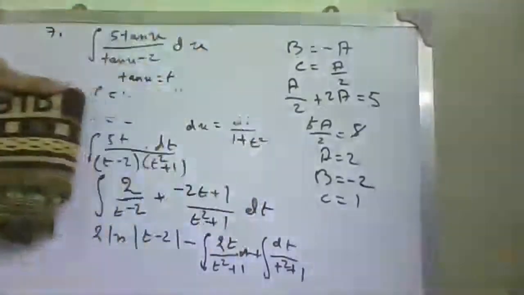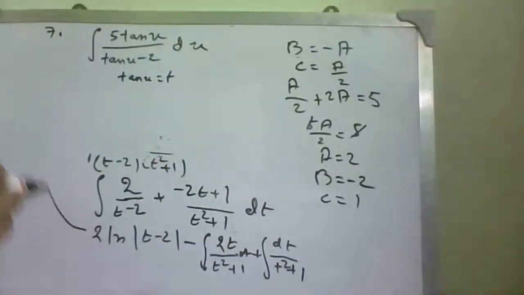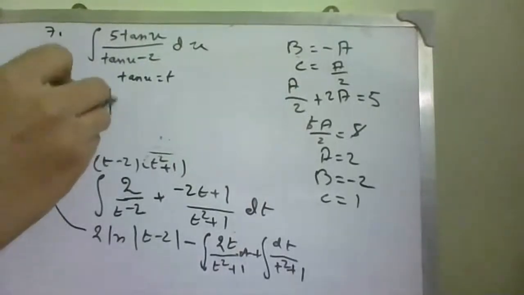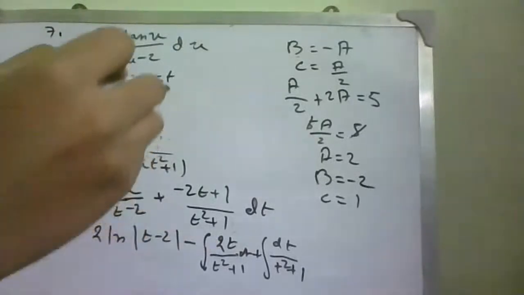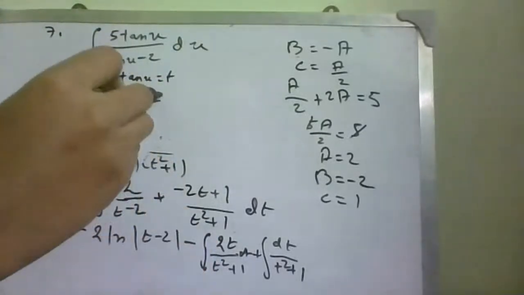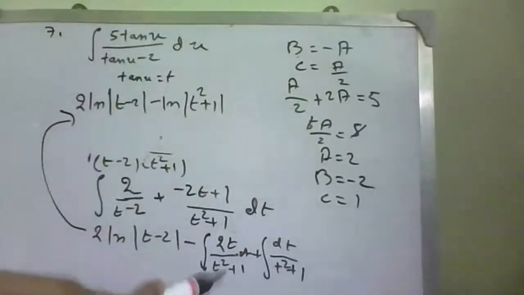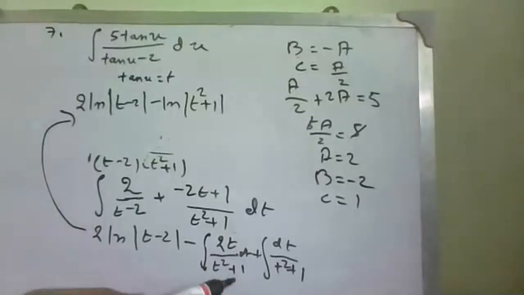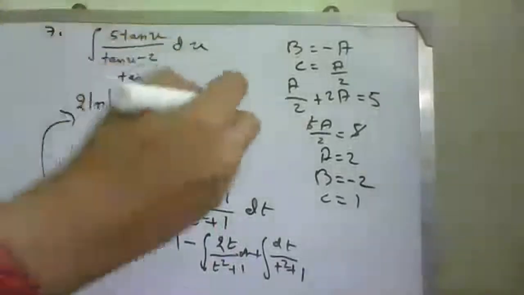Let me drop this particular part. So if we apply this integral, then we can see that this is 2 times natural log of t minus 2 minus, again, natural log of t square plus 1. Why? Because if you assume this to be some p, then dp over dt will be 2t dt. So this is basically the reason why.